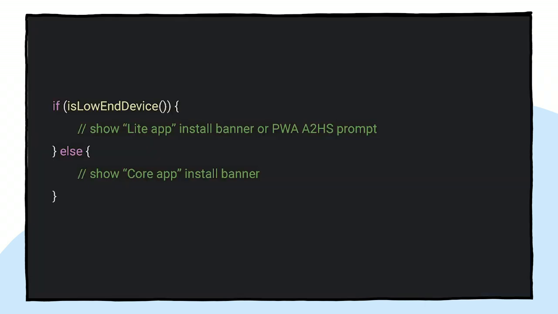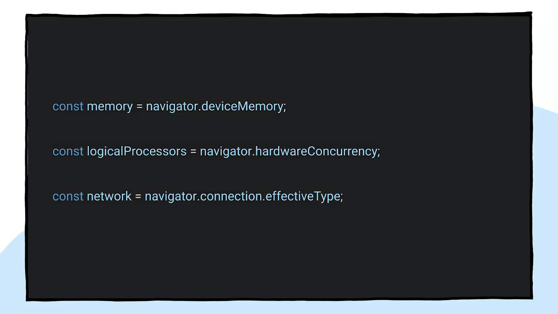You can implement this by writing a function, checking for device characteristics to decide which prompt to show. If it's a low-end device, a light app. And if it's a high-end device, you can offer the core native app. Inside the function, device signals can be obtained in two ways. The first one is by using JavaScript APIs, like device memory, hardware concurrency, or the network information API.